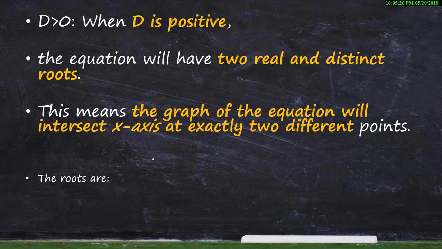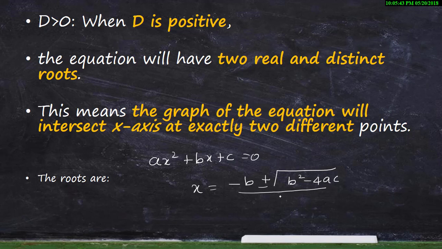Now if the equation is of this type, ax square plus bx plus c, then we can find roots by direct formula, that is x is equal to minus b plus or minus root of b square minus 4ac divided by 2a. The value inside the square root is nothing but what we call the discriminant.